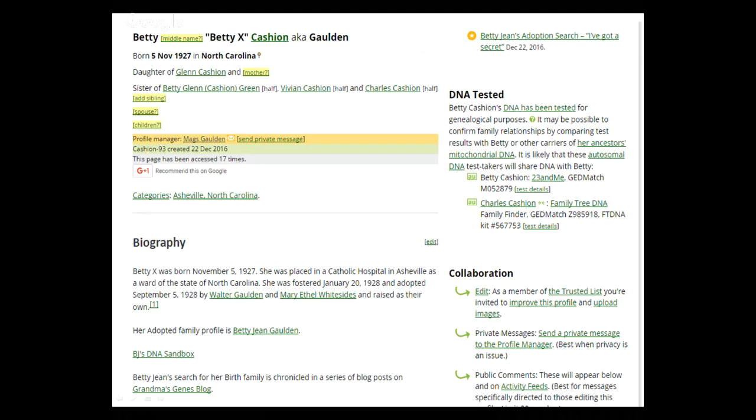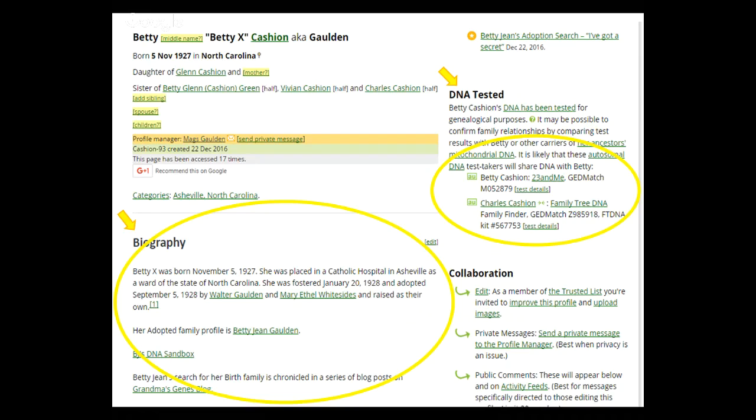So here is Betty Jean's WikiTree profile for her mirrored tree. We discovered her last name is Cashin. I don't know how much of this I have identified. We had more information in her biography on her mirrored tree. You can also see that she has new DNA information that shows up with her half-brother showing up as her DNA connection.